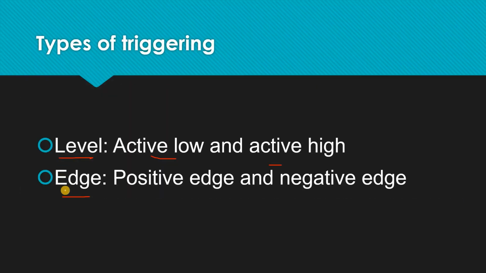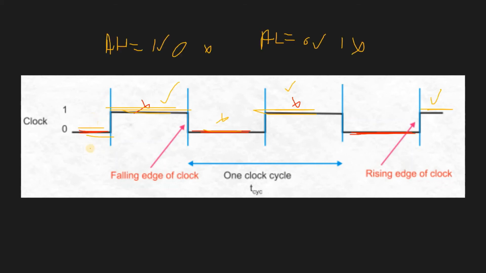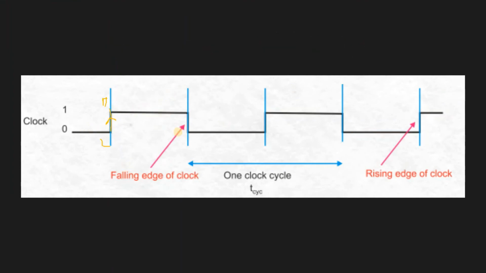The other method is edge triggering. By edge triggering, as I told you, when it goes from low to high, it is a rising edge. You can call it a positive edge. So when it goes from low to high, that means this thing. Again this thing, and again this thing. It is going from low to high. That means we can trigger it in this case.